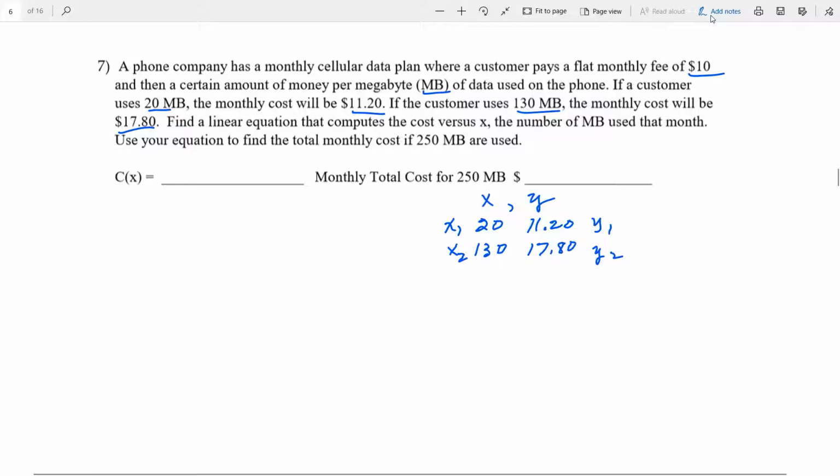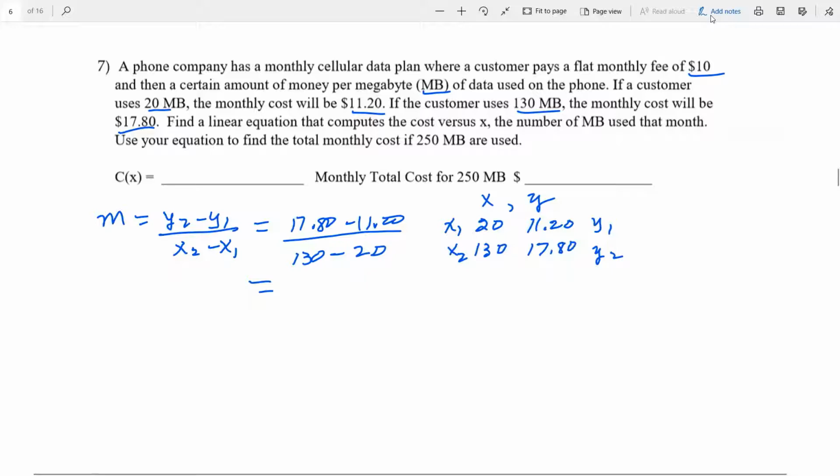So the slope m is going to be y2 minus y1 divided by x2 minus x1, which is $17.80 minus $11.20 divided by x2 minus x1, which is 130 minus 20. So that is equal to $6.60 divided by 110, which is 0.06.